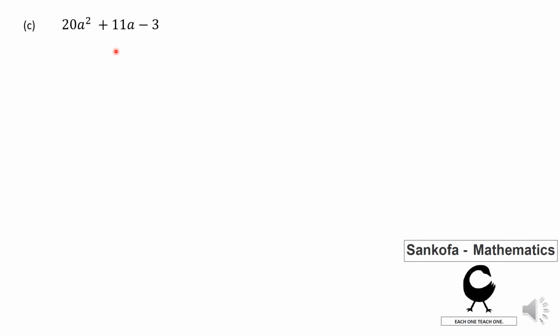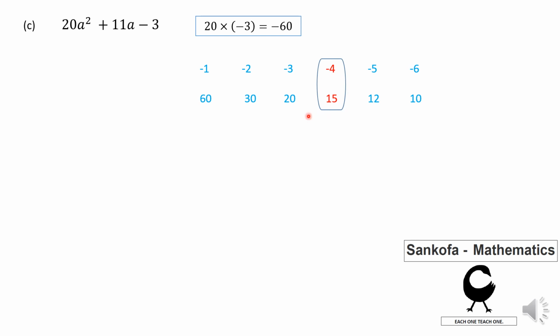Okay, so we have got another one here. So 20 times negative 3. So all the factors of negative 60. Now, because this is positive 11, I put my minus obviously at the smaller numbers. And you can see the one in red. These are the numbers. I'm going to split then the 11a here.